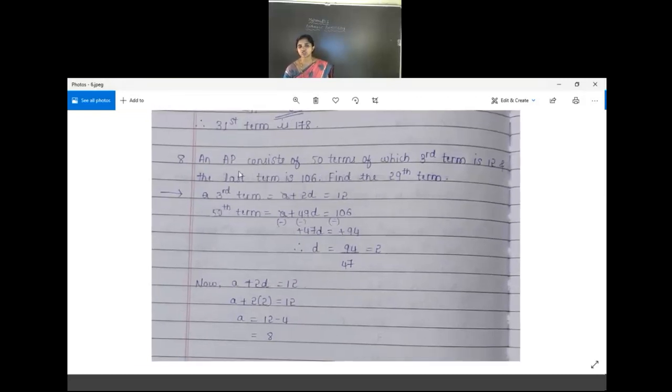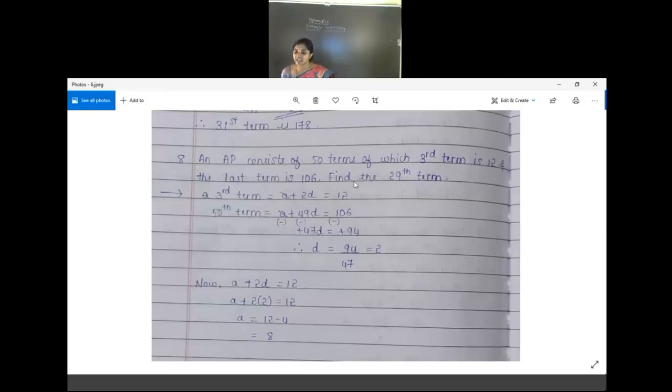An AP consists of 50 terms. There are 50 terms in the AP. Finite arithmetic progression, a finite number of terms. Of which the third term is 12. Here also they are giving the hint that the third term is 12. And the last term is 106. Last term in the sense, total 50 terms are there, so the 50th term is 106.